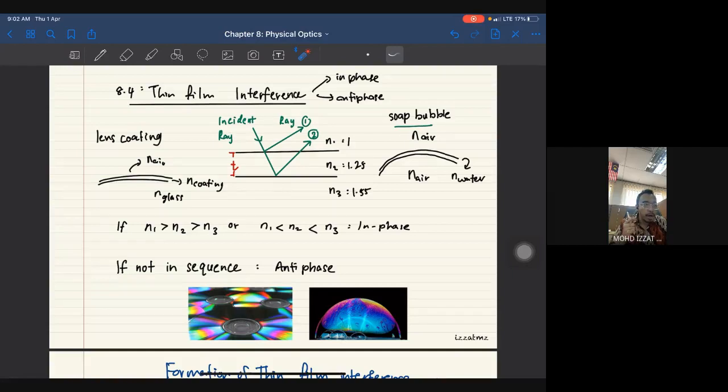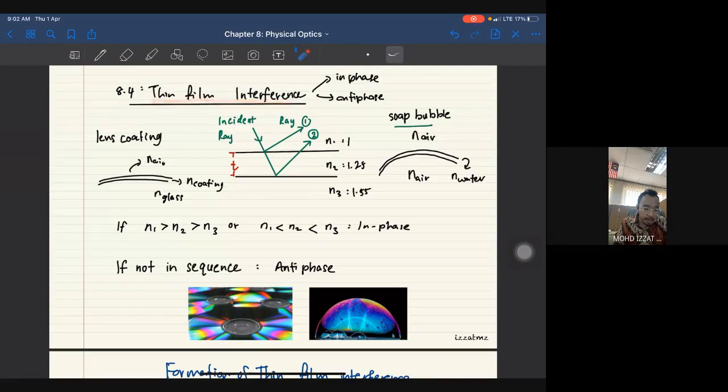So how do you want to determine in phase or anti-phase? You have to determine whether over here you have a phase change or not, or over here you have a phase change or not. Kita akan discuss that lagi lah, don't worry about that. And then bila dia interfere, dia akan create constructive and destructive interference.